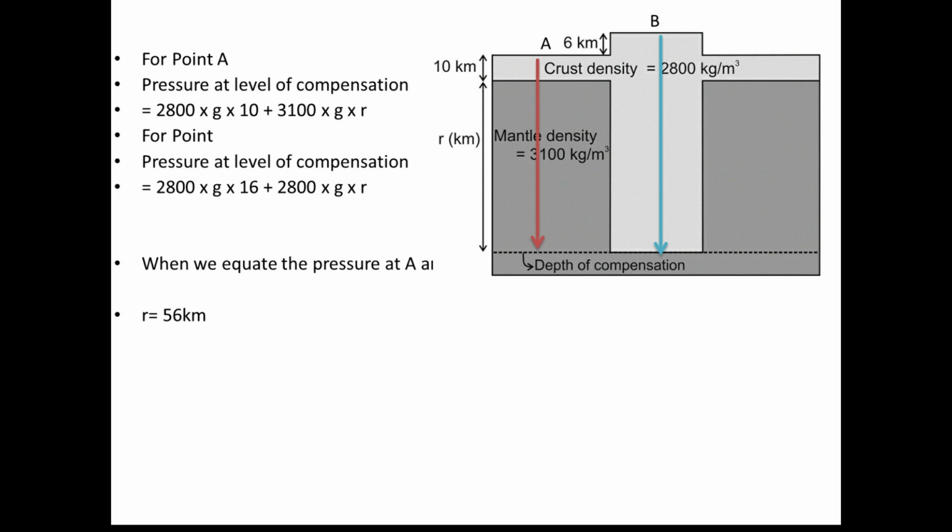And if we equate these two conditions, then we will get that the length of the root is 56 kilometers. Now one more question that comes is why should we equate both these pressures? Because according to Airy's hypothesis, at the depth of compensation, everything that is present on the earth possesses equal pressure, right? That's why the pressure exerted by point A will be the same as the pressure exerted by point B. Okay, I hope it is clear.